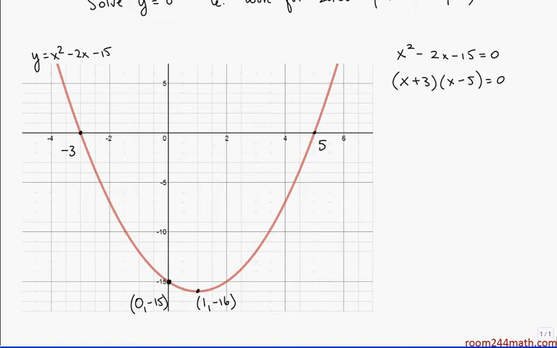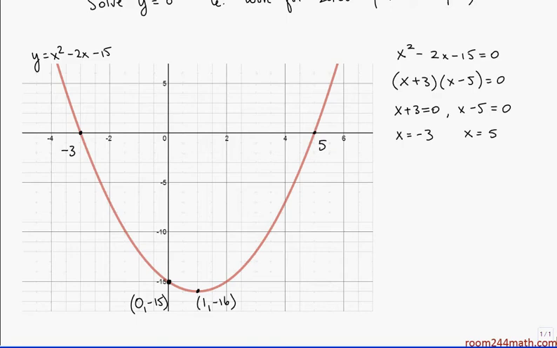When we factor a quadratic, the whole point is to take advantage of the product principle, which is that if you have a product equal to 0, then one of the factors is equal to 0, or the other factor is equal to 0. So either x plus 3 is equal to 0, or x minus 5 is equal to 0. If x plus 3 is equal to 0, then x is equal to -3. And that's indeed the 0 on the left-hand side. If x minus 5 is equal to 0, that means that x is equal to 5.